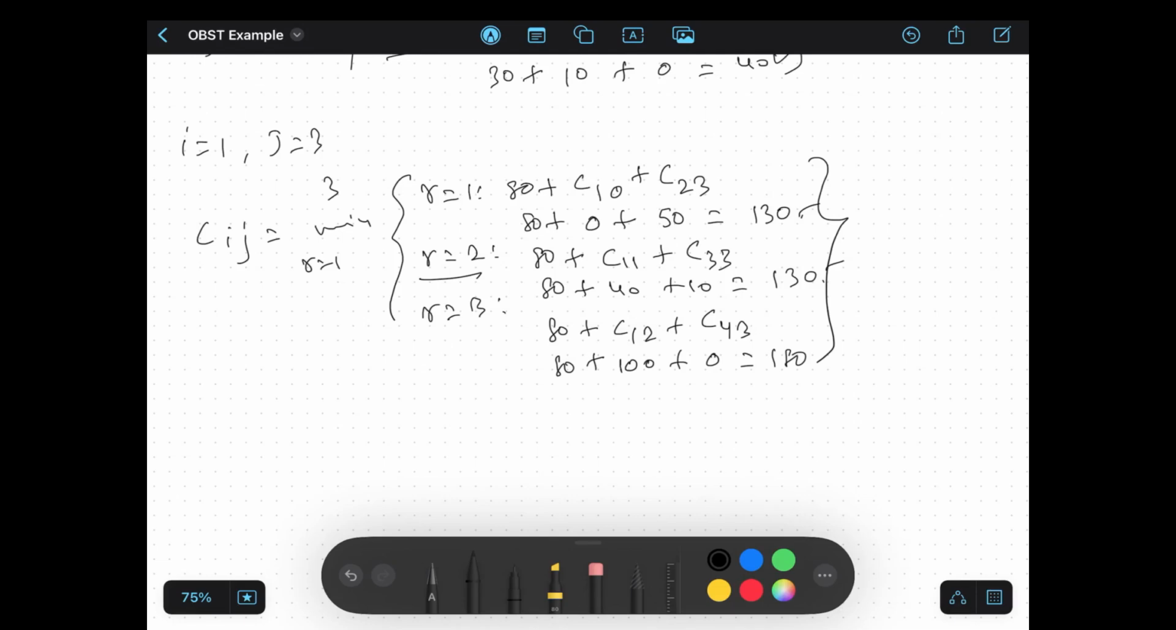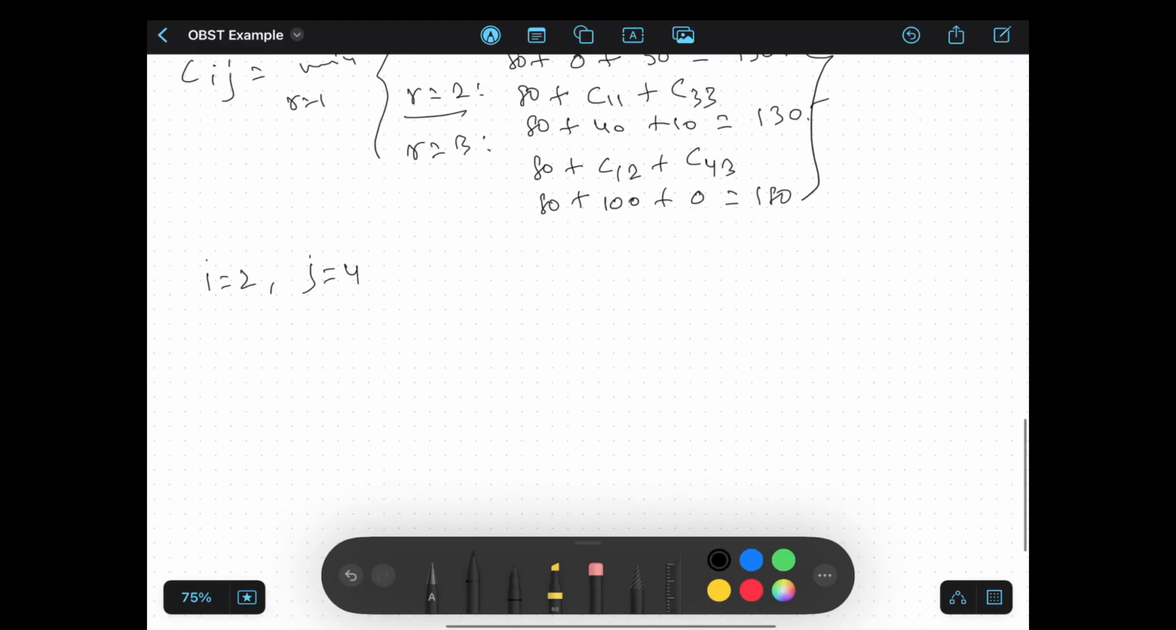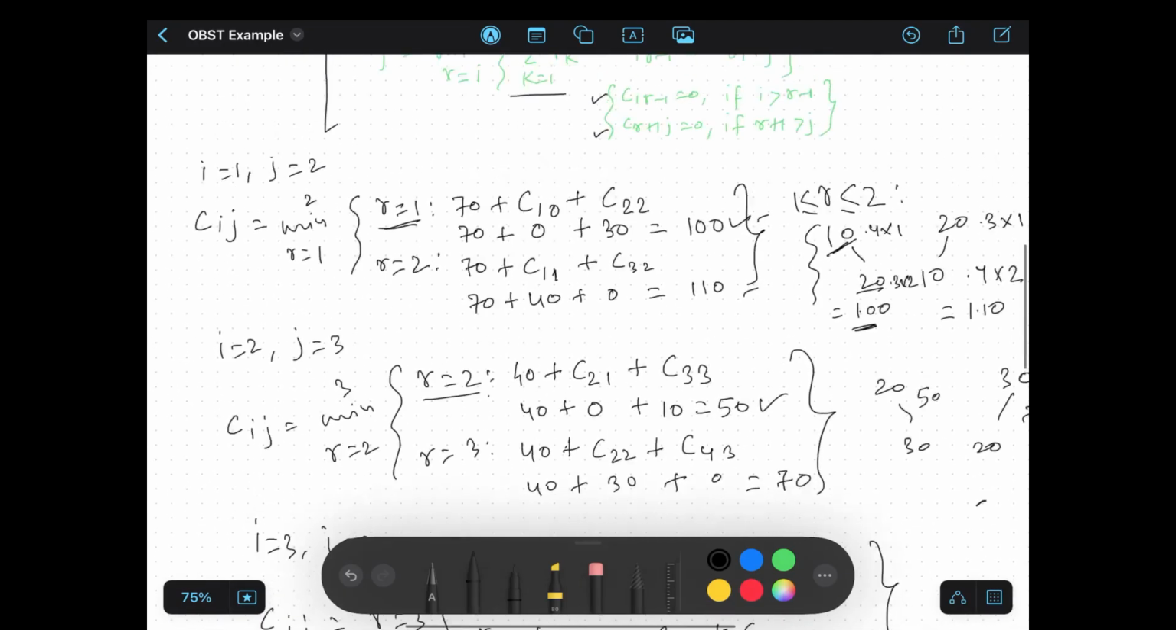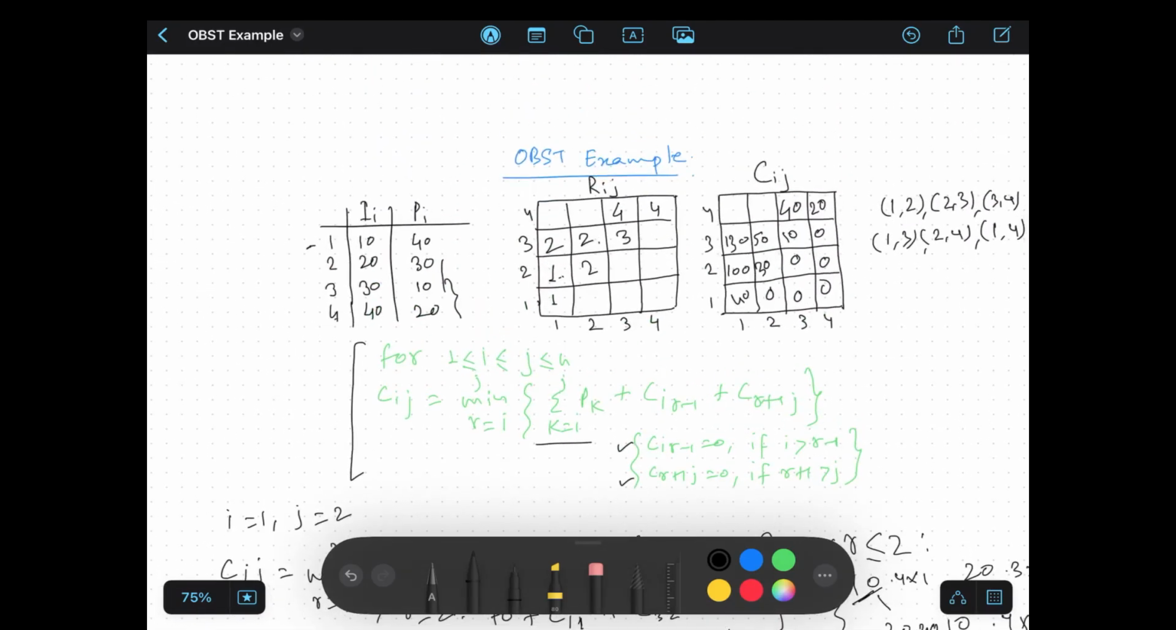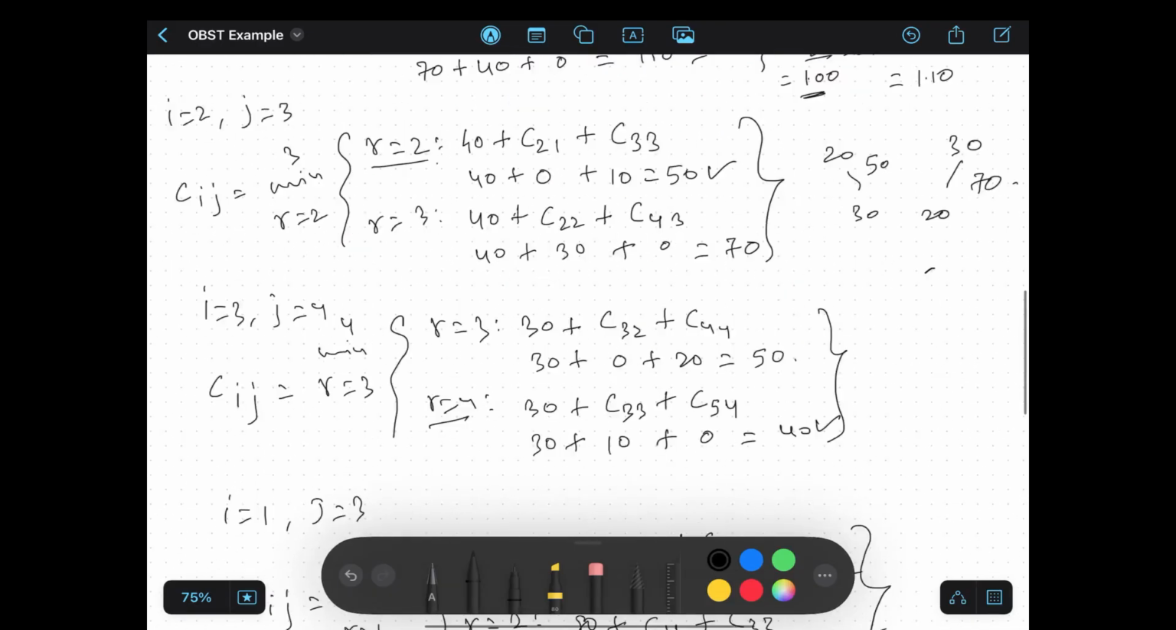Now next is cost of 2, 4. So then i is equal to 2 and j is equal to 4. So cost of ij is equal to minimum of r equal to 2 to 4. So then r can be 2, r can be 3, r can be 4. Summation of probabilities from 2 to 4. 2 to 4 is 30, 40, and 60.